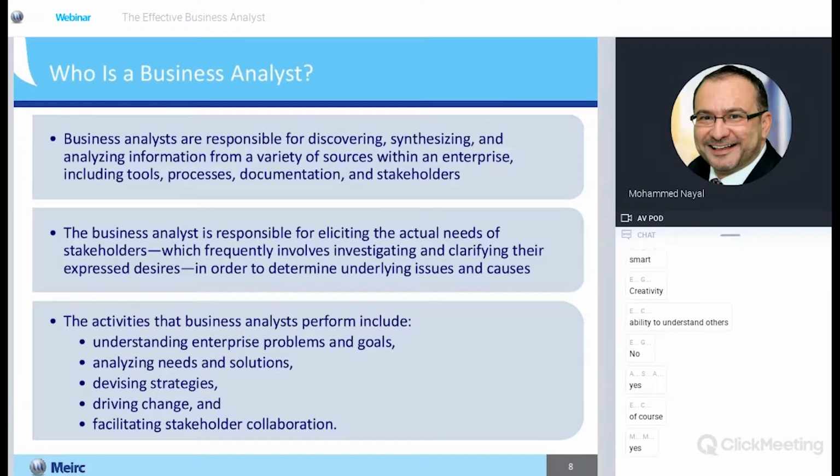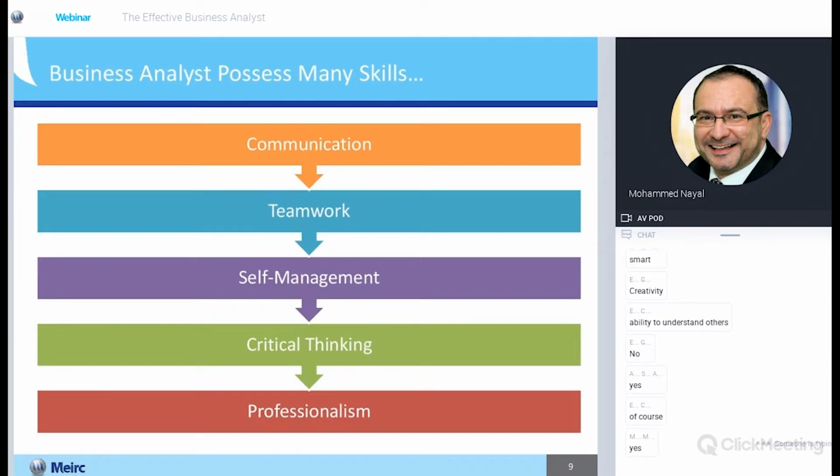Right. Good, very good. All right, so there are a lot of skills that business analysts should have. And what I will show you now is just some of the skills that good professional business analysts have. Communication, being able to work within a team, self-management, somebody who can motivate themselves and have initiative and not necessarily depend on the environment, because it is difficult to have somebody motivate you all the time. And critical thinking and professionalism.